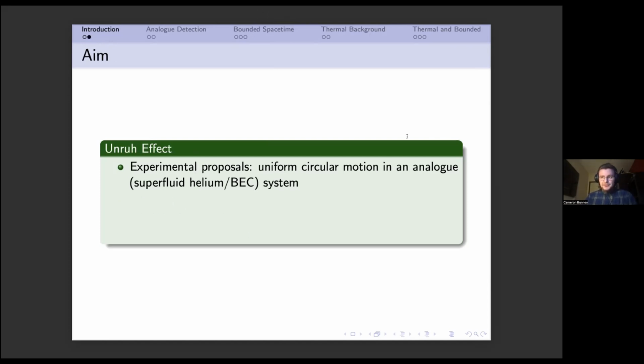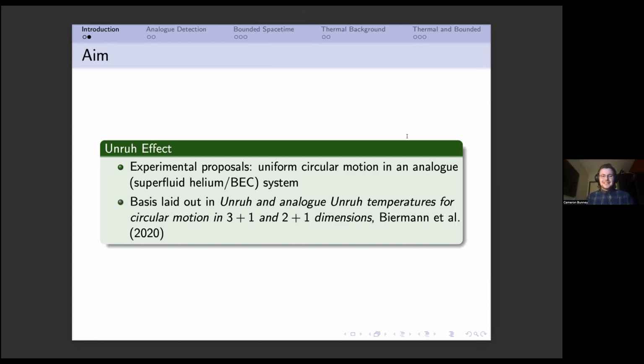And so there were experimental proposals, and since the Unruh effect requires an accelerated system, considering something in uniform circular motion gives, in fact, a constant acceleration. In an experimental context, this makes more sense than a linearly accelerated observer, since it allows us to keep a very bounded system rather than having a very, very long lab. The basis for all this was laid out in a 2020 paper that looked at the temperatures one might measure for both a relativistic system, and also a non-relativistic lab-based system, and the response functions and temperatures in both 3+1 and 2+1 dimensions were laid out, in a paper by Biermann et al.